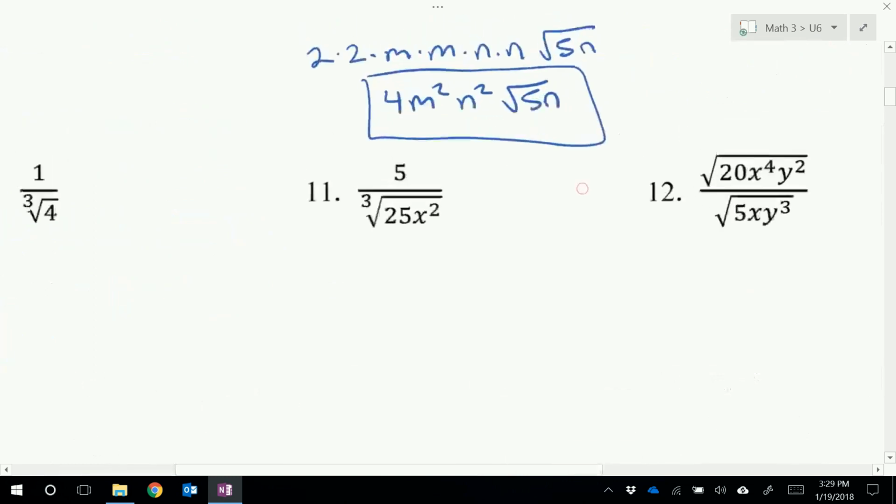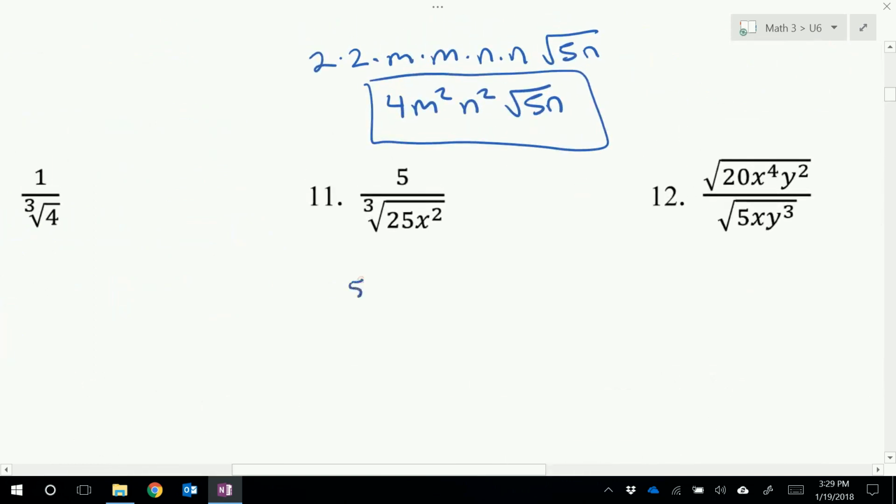Number 11. We have 5 over the cube root. I'm going to break this up. We have 5 times 5 times x times x. And to take the cube root of something, you need a set of 3 things. So I'm going to multiply by the cube root of 1 more 5, because I already have 2, and 1 more x. Top and bottom of that equation.